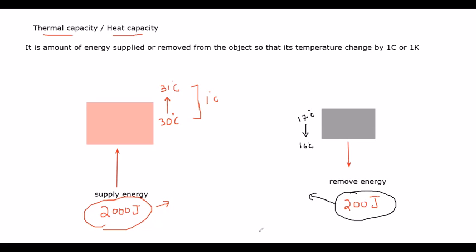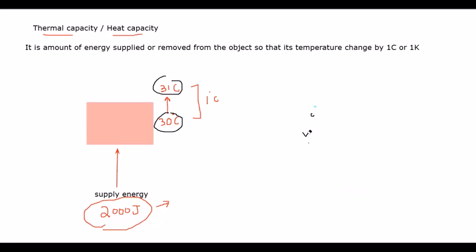So I'll repeat, how much energy we supply so that the temperature of an object changes by 1 degree, that energy which you supply is called heat capacity or thermal capacity. But it is not necessary that temperature will always change by 1 degree. Maybe temperature might change by 2 degrees. So how will you get the thermal capacity? Example, you have an object, you supplied the energy, you supplied 1000 joules, okay?